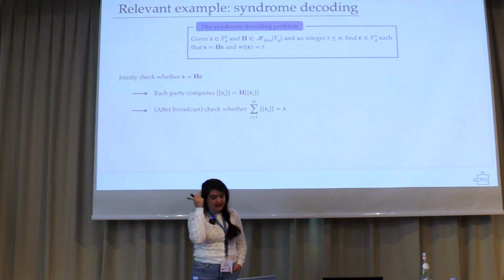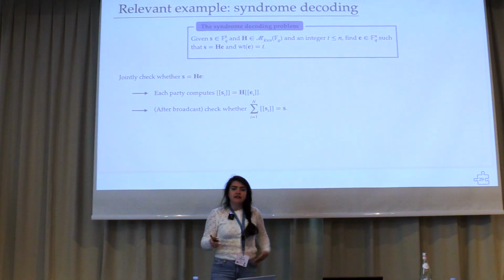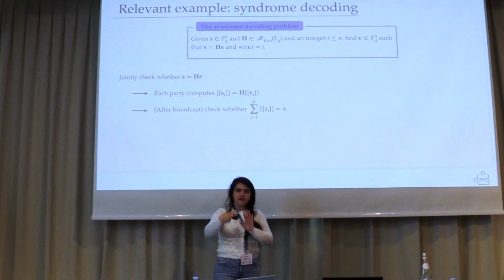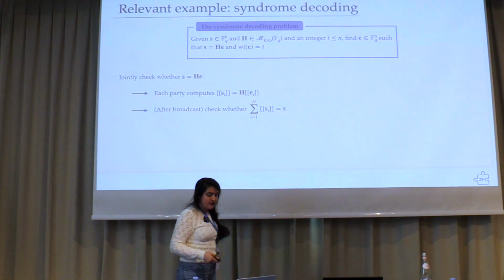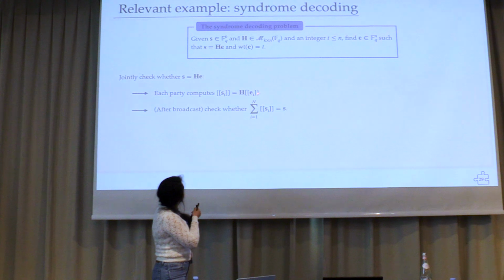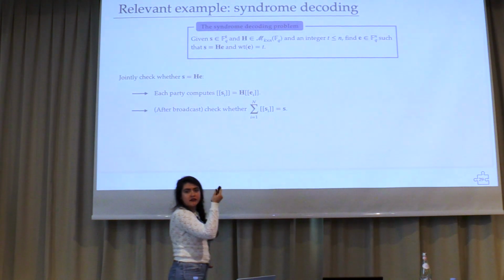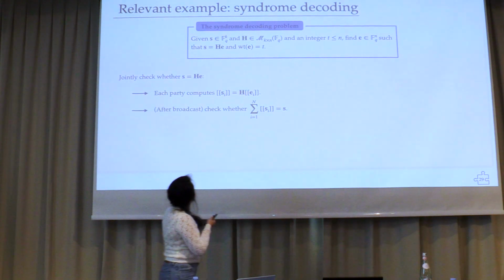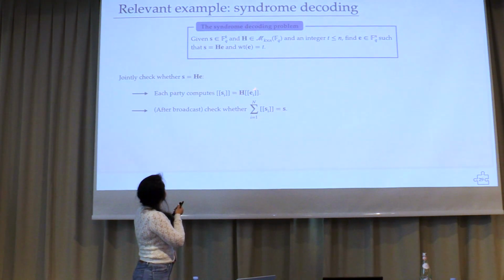This is again easy, because it is a linear constraint. Let's say each party has a share of this secret. The secret is now e, so party i has an e_i. That means that if each party multiplies their share with H, they are going to get a share of the syndrome.